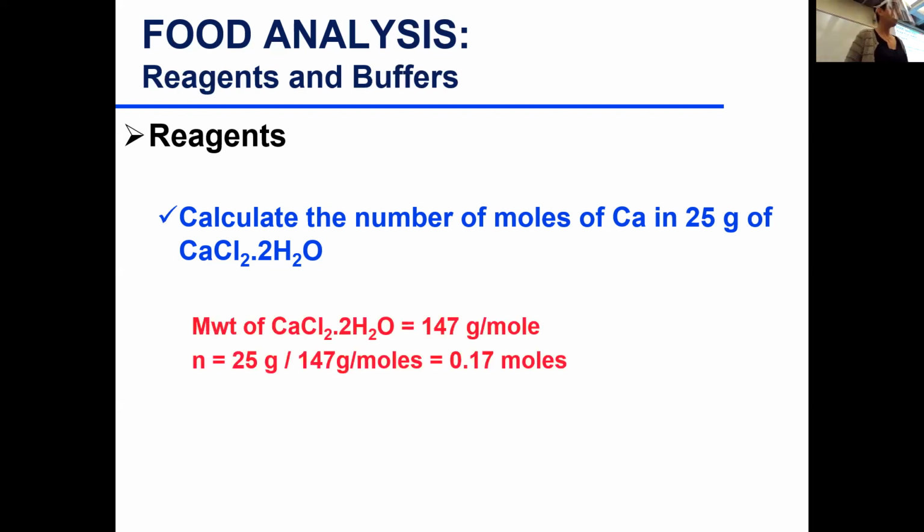So 0.17, correct. The molecular weight of calcium chloride with 2 moles of water is 147 grams per mole. You just add them up. And for the number of moles, you have 25 grams of this molecule. So that's the mass, that's the molecular weight. You have your units, grams, and here grams per mole. So grams will cancel and moles will come up. And then that would be 0.17 moles.